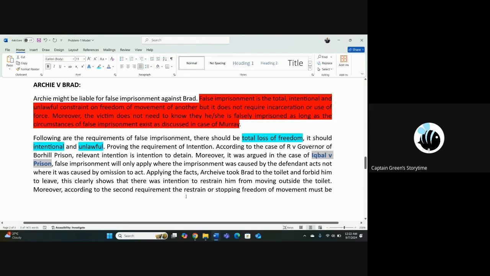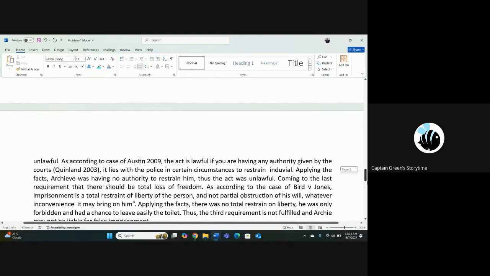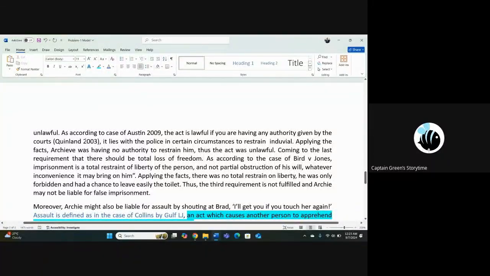However, coming to the next requirement, the restraint or stopping of freedom of movement must be of total nature and unlawful. According to the case of First in 2009, it is unlawful if you do not have an authority given by the courts. It lies with the police. Aki had no authority to restrain him. Thus, the act was unlawful. The second element is also proved.